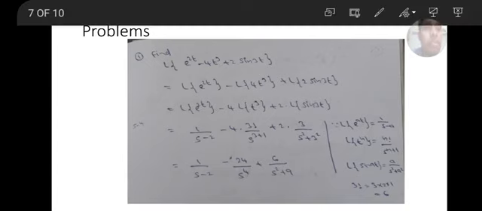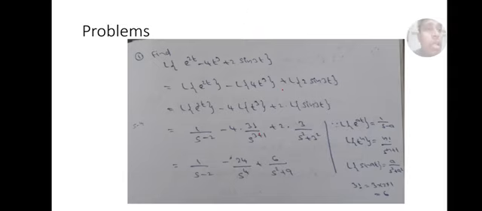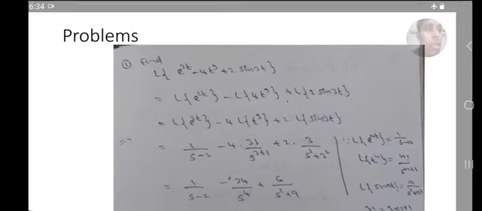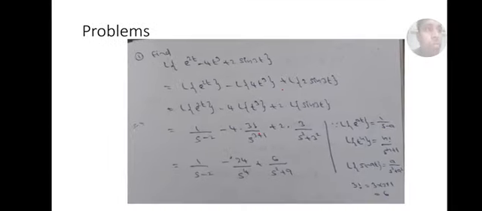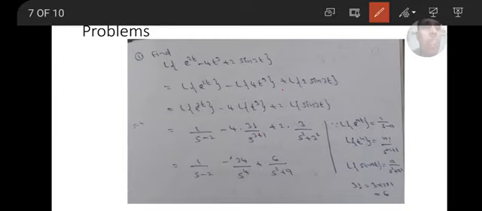Problems. First problem, find L of e to the power of 2t minus 4t cube plus 2 into sin 3t. Okay, find the Laplace transform. That is, the Laplace transform of e to the power of 2t minus 4t cube plus 2 into sin 3t.